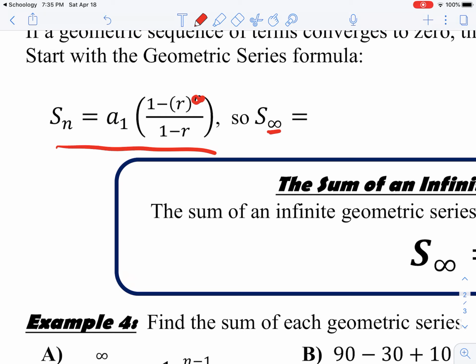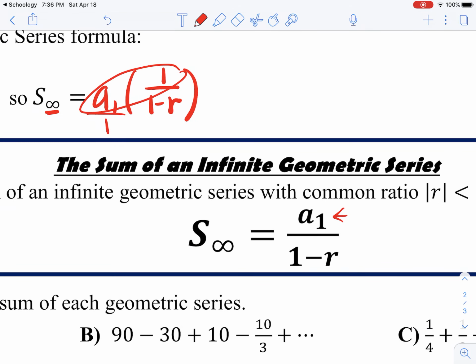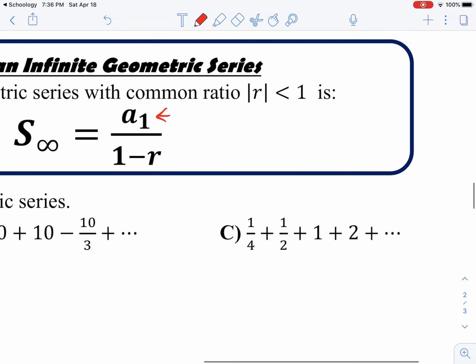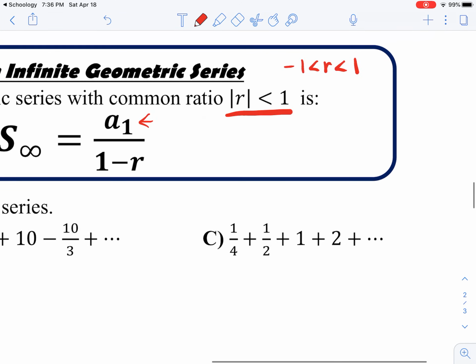It's a limit idea. So this becomes a sub 1 times 1 minus 1 over 1 minus r. And then just to clean it up, if you put this over 1 and multiply these two, that's where you get a sub 1 over 1 minus r. So you only use this if the absolute value of your ratio is less than 1. So if r is in between 1 and negative 1, and it's an infinite series, you use this formula.